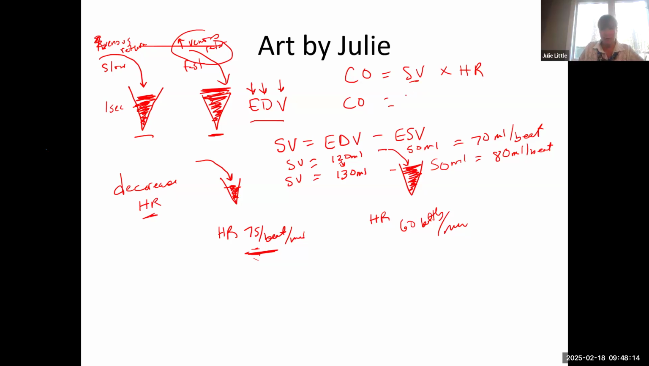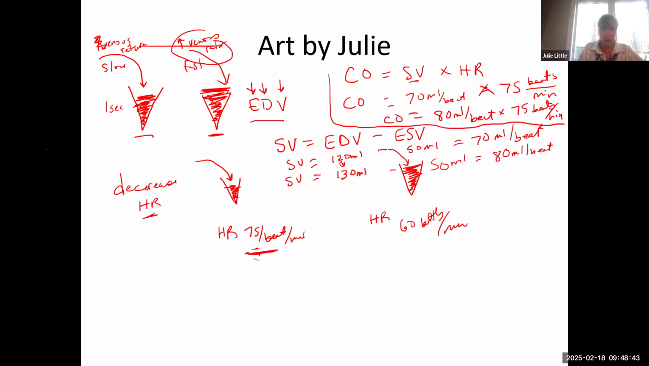Now, stroke volume before was 70 milliliters per beat, and our heart rate was 75 beats per minute. If we increase this number, like I said before, to 80 milliliters per beat, even though we're just going to keep this constant, 75 beats per minute, which is illogical if you are exercising, but I think you get the point. If you increase end diastolic volume, which is what we're doing here, then you're going to increase stroke volume. That's a direct relationship.